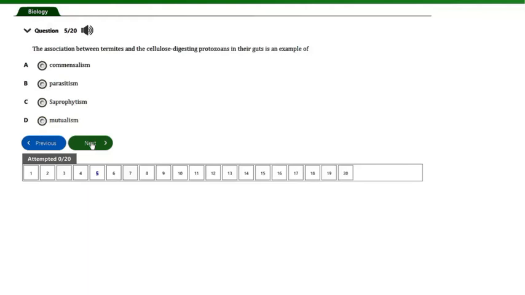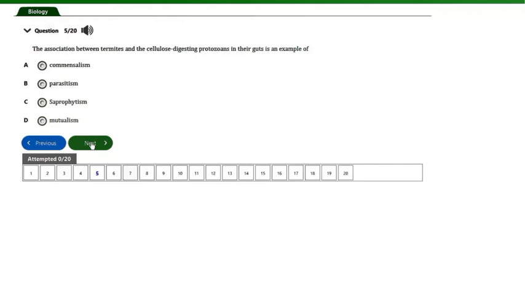Talking about mutualism, it's a relationship where both individuals benefit. So in the previous question, we had this option as symbiosis, which is the same. Both organisms actually benefit from this relationship. So guys, here we have this option as mutualism, which actually stands for the same. It's a relationship where both organisms benefit.